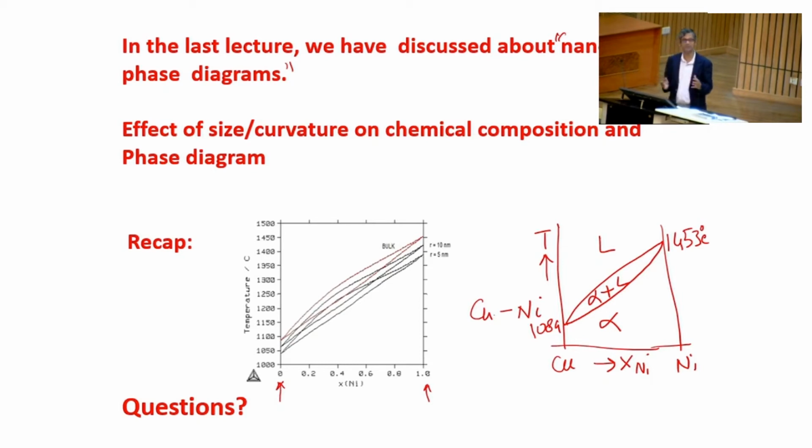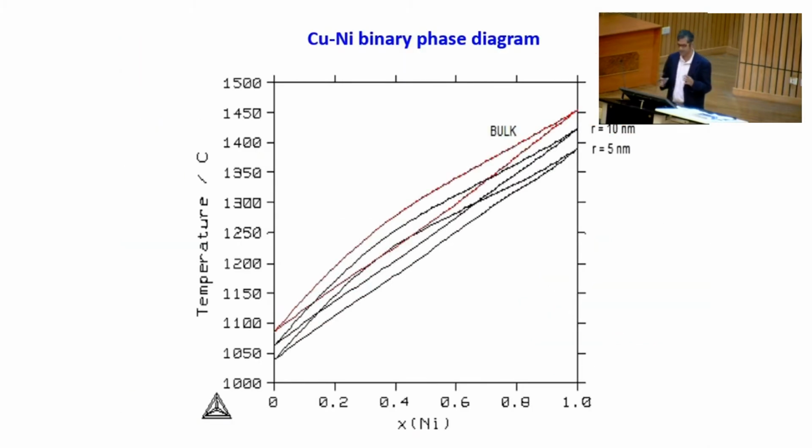There is no chemistry involved in that. There is no chemical composition in pure copper or pure nickel. But in between, in the center of the phase diagram, or maybe on both sides, other than these two pure components, you have an effect of chemical composition. That is why we need to know how it is going to be affected. So, in the bigger picture of the copper nickel phase diagram, as you see, the bulk one lies there, the red color curves, and the black ones are basically one for radius 10 nanometers, and the other for radius 5 nanometers. So, what is the meaning of this?